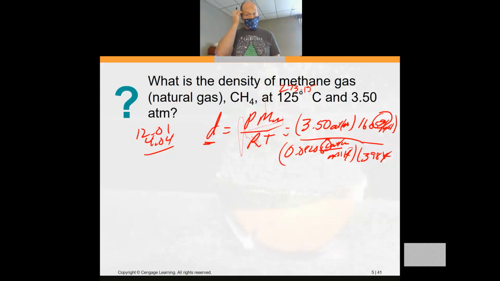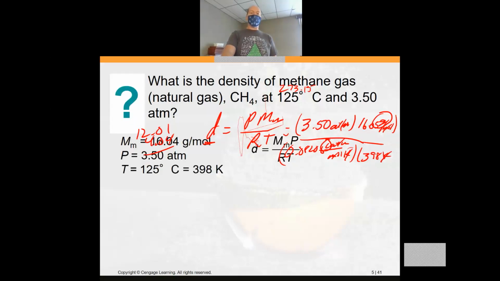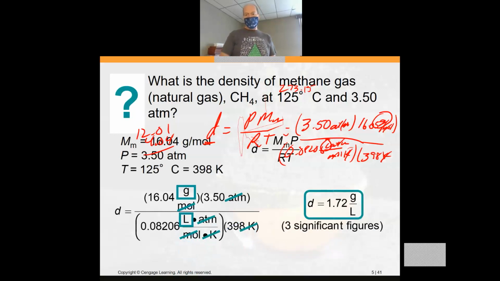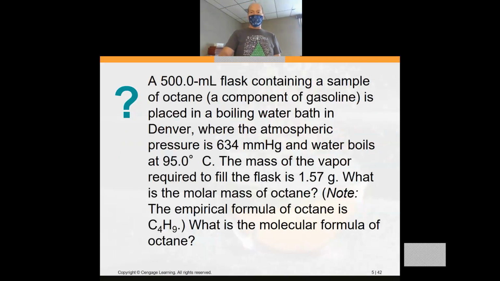So you multiply 3.50 times 16.05, divide by 0.08206, and then divide by 398, and that will give you the density of 1.72. This is methane, yes. 1.72 grams per liter. All right, so there will definitely be a question like that on the test. You solve for density. There will be one that solves for molar mass. All right, let's see what this one is.